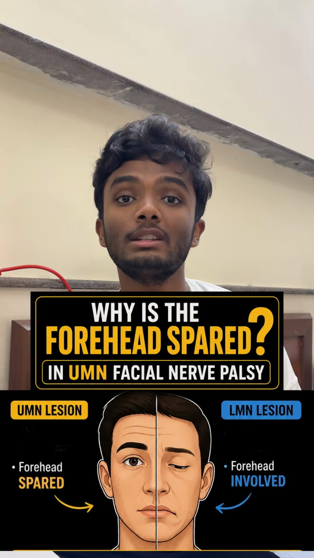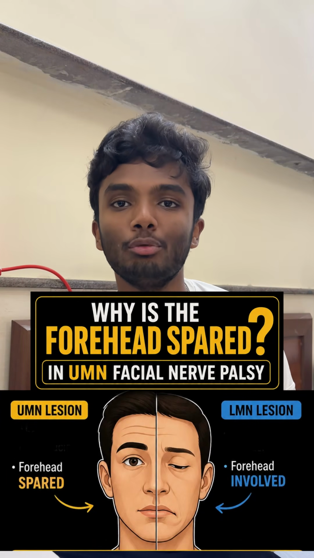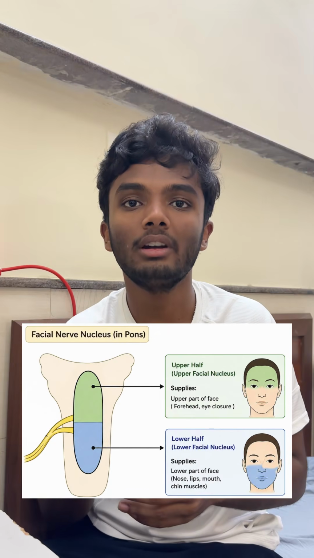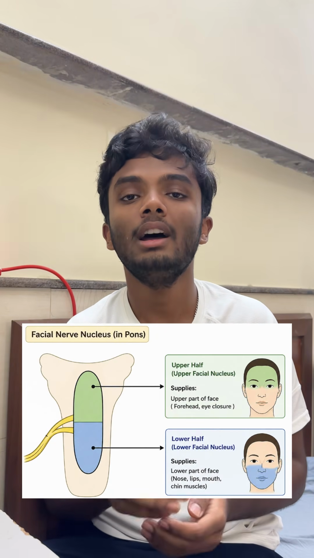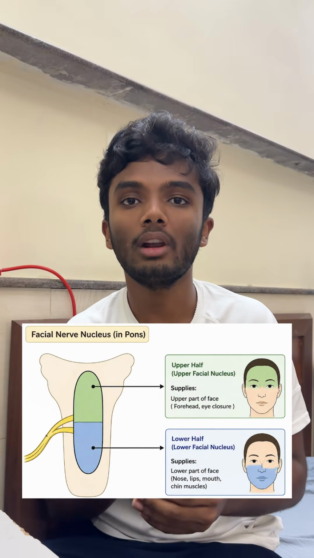Why is the forehead spared in UMN type of facial nerve palsy? The concept behind this is a bit confusing, but it's really important to know the reason behind it. The facial nerve nucleus has two parts, the upper part which supplies the upper half of the face and the lower part which supplies the lower half of the face.